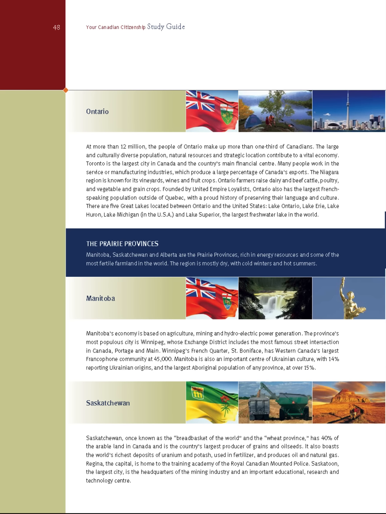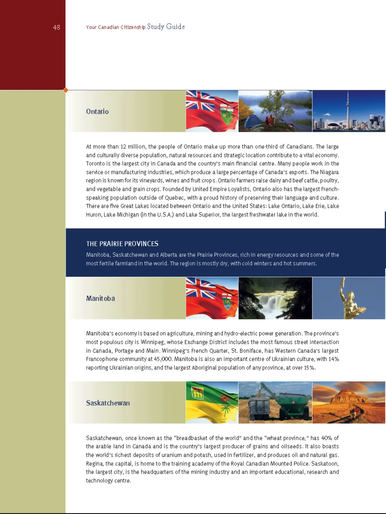The Prairie Provinces. Manitoba, Saskatchewan, and Alberta are the Prairie Provinces, rich in energy resources and some of the most fertile farmland in the world. The region is mostly dry, with cold winters and hot summers.